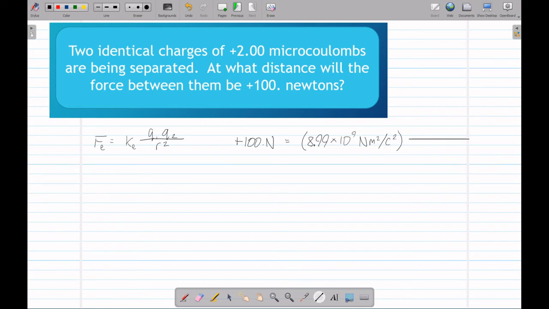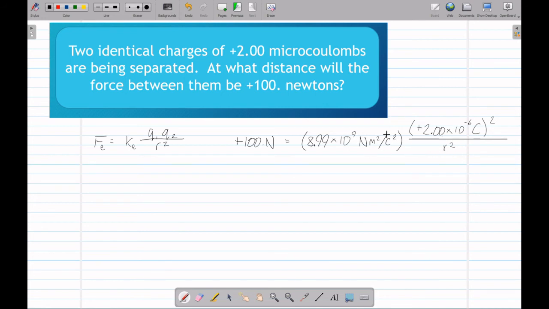And let's go ahead and plug in the value of the charges. Now, both charges are positive 2 microcoulombs. So I'm going to save a little bit of time. Instead of writing out positive 2 microcoulombs times positive 2 microcoulombs, I'm just going to write positive 2.00 times 10 to the minus 6, because it's microcoulombs, and I'm just going to square that number. Now I can only get away with this because both charges have the same magnitude. If the charges had different sizes, then I would need to write them out, obviously side by side. I can't skip if they're different charges.